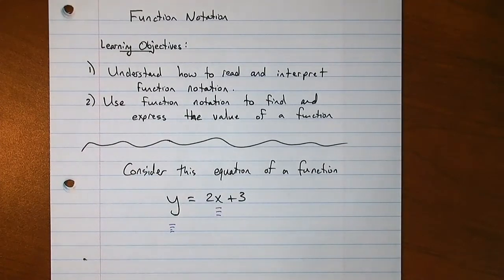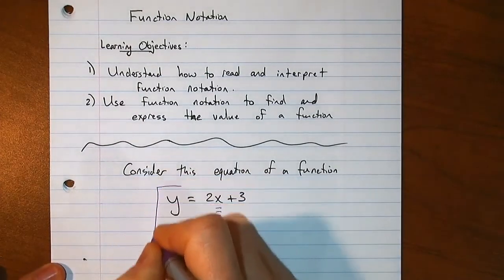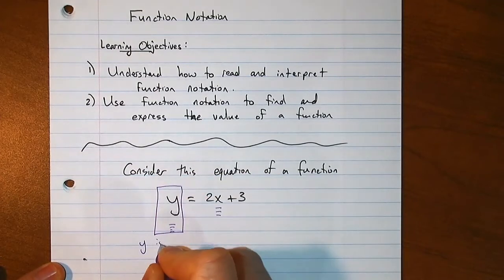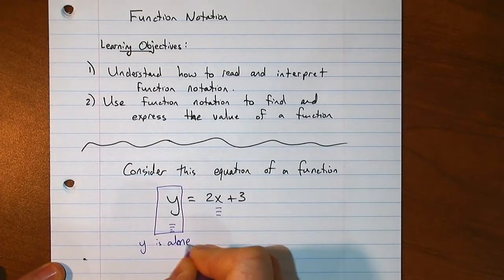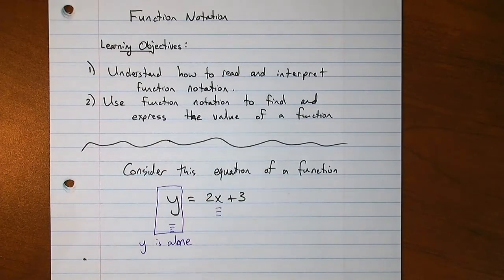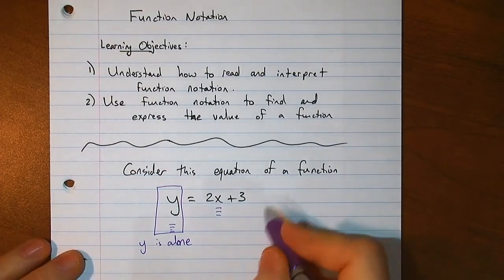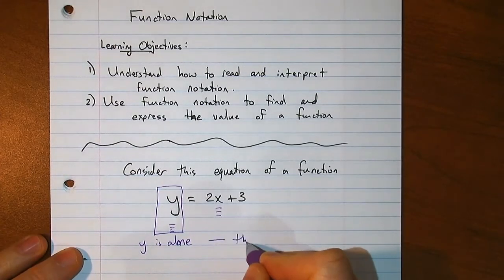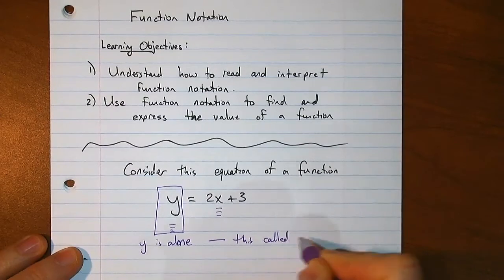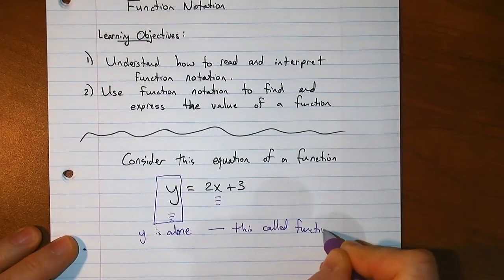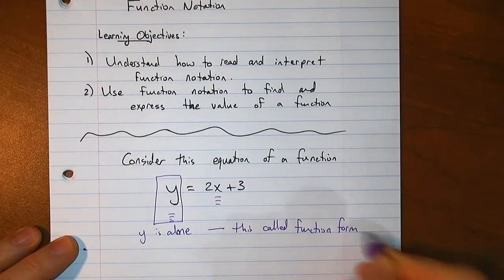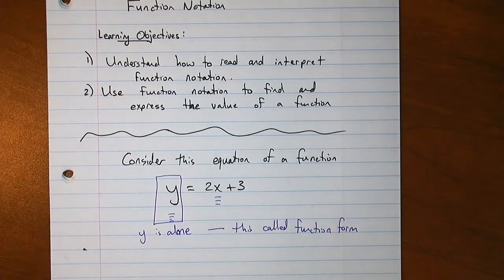That's one of the clues that helps me to know that it's a function, the fact that it can be graphed, right? Because that's one way to represent functions. And the other thing that I notice is that the y is all by itself. This has been solved for y. Okay, so if you have an equation where the y is all by itself, then this is called function form. Okay, function form. So we call this function form.